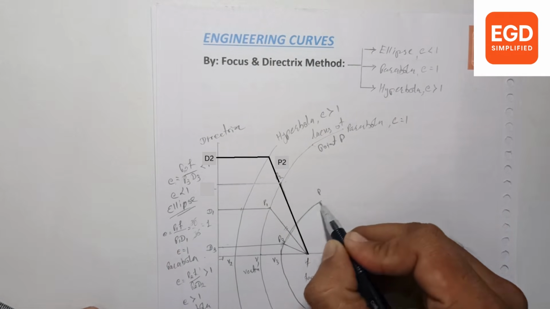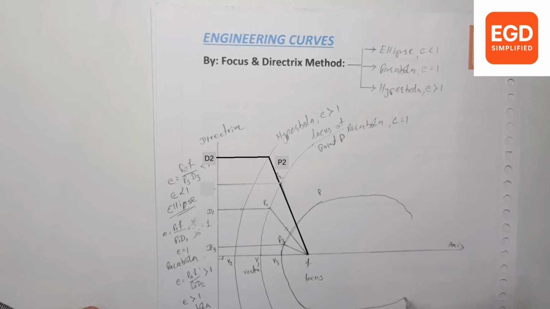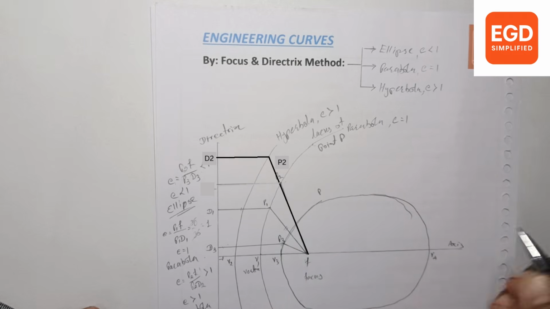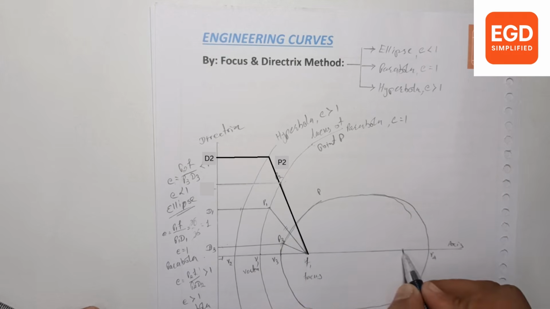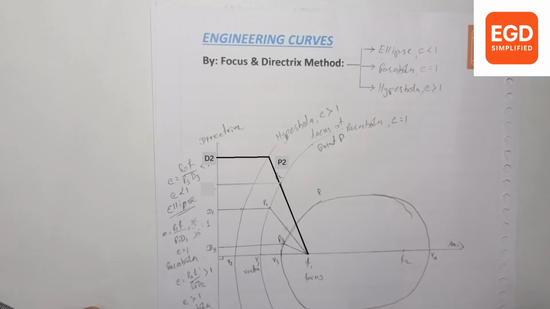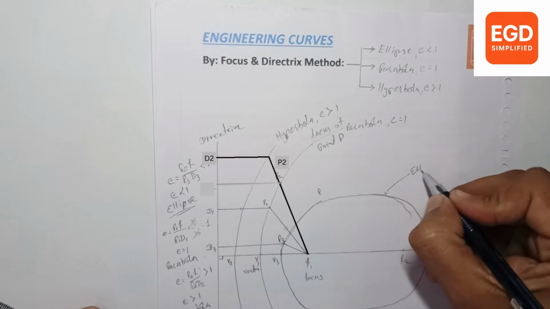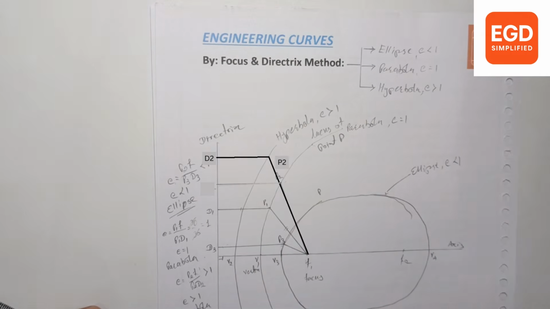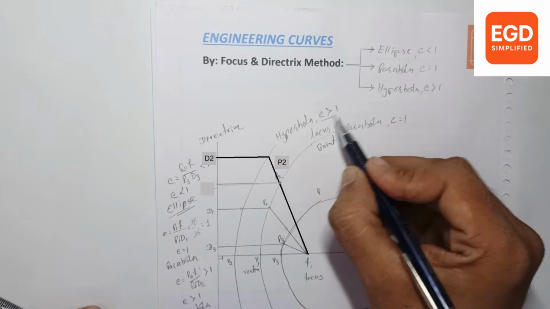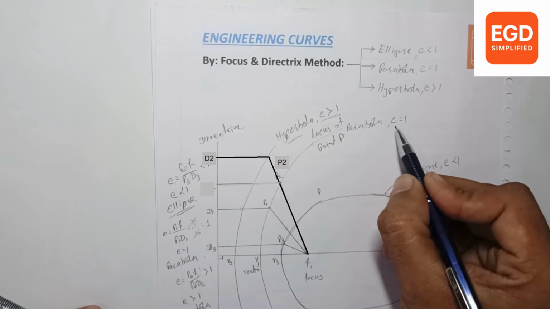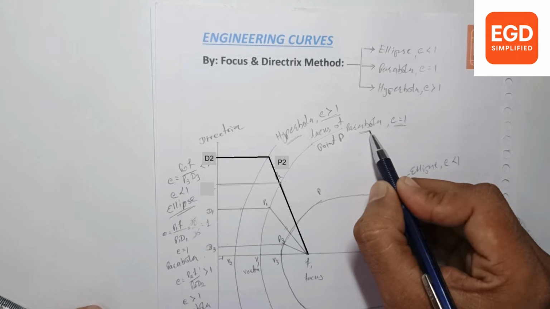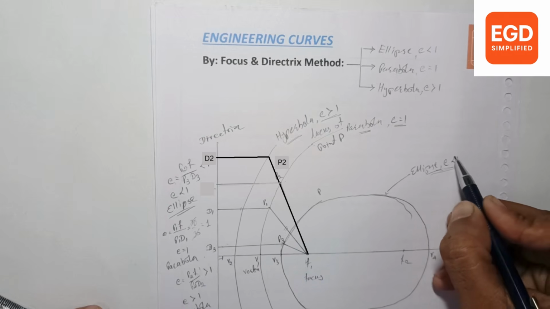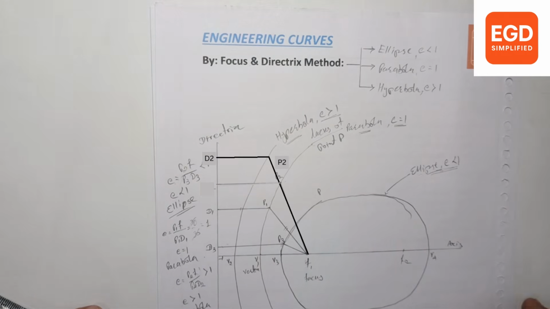So here the curve generated will be something like this. Its vertices are V3 and V4, and the ellipse has two foci, F1 and F2. It is an ellipse having eccentricity less than 1. When the eccentricity is greater than 1, the curve will be a hyperbola. If the eccentricity is equal to 1, then the curve generated will be a parabola, and if the eccentricity is less than 1, then the curve will be an ellipse.